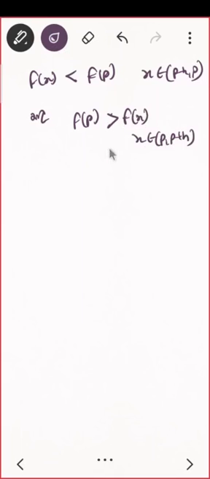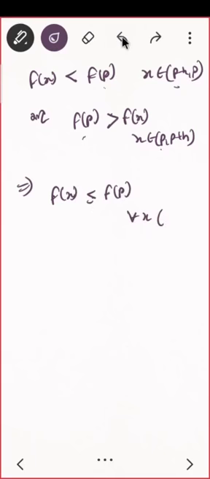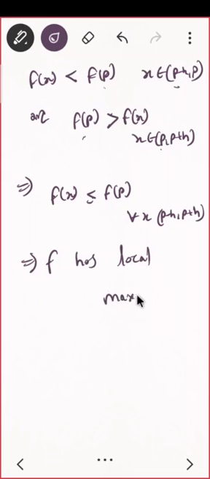Can I combine both the things? In both the cases, I am having f of p is the maximum only, na. Either my x is in this interval or in that interval, still f of p is maximum. So that implies, can I say this? F of x is less than or equal to f of p for all x belonging to p minus h to p plus h. But this was the definition of local maxima, correct? I can find an interval in which this is happening. Implies f has local maxima. Hence proved.